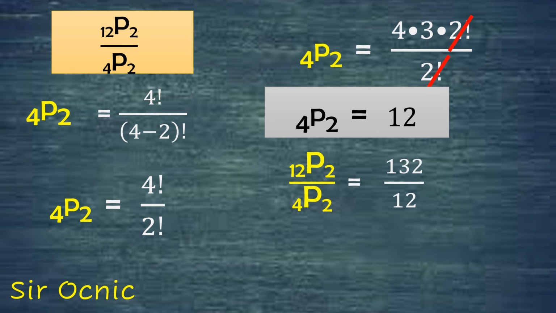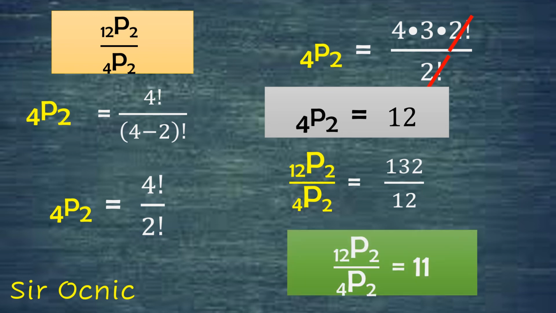Dividing the value of 12P2 by 4P2, that is equal to 132 divided by 12, which is equal to 11.